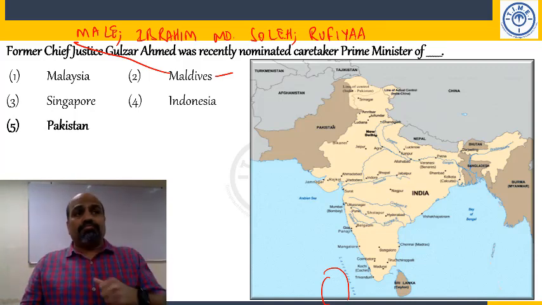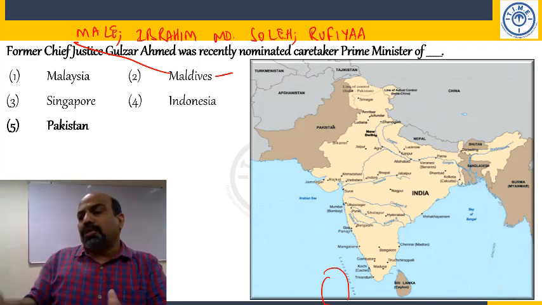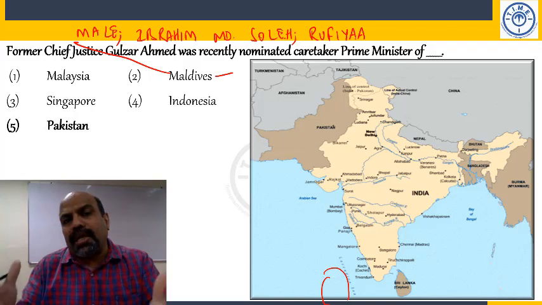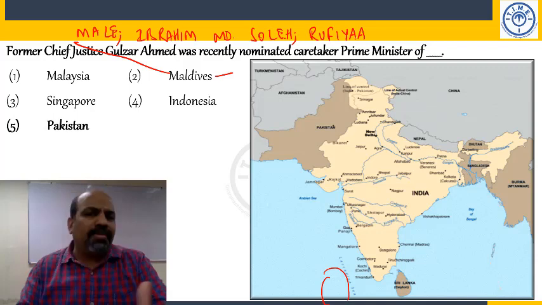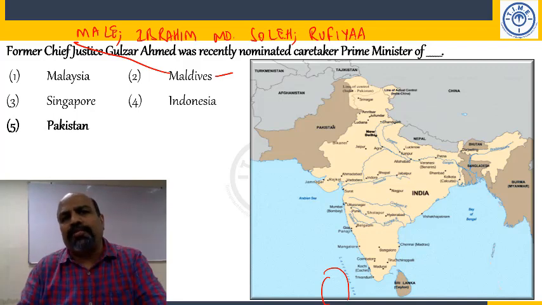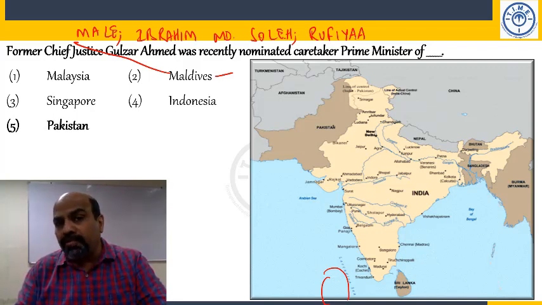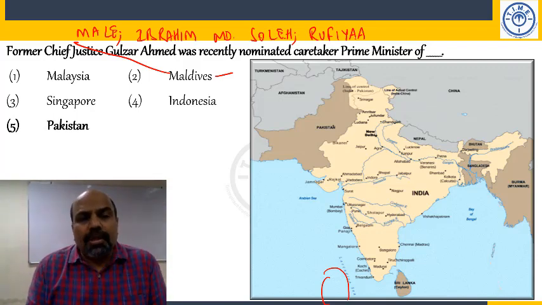Maldives is the lowest country in the world in terms of altitude above sea level. That is, it has the lowest highest point in the world. Its highest point is about 5 meters, and the average height above sea level is about 1.5 meters. So a slight rise in the sea levels worldwide could inundate, submerge Maldives. Okay, so that's Maldives for you guys.